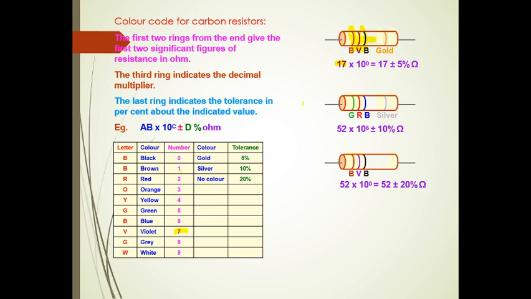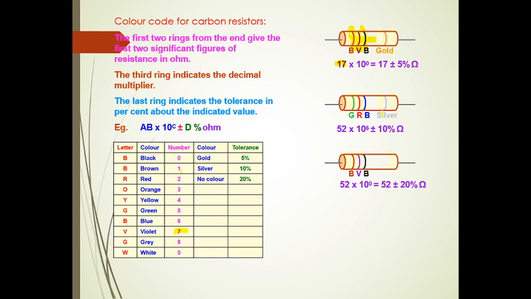So black is 10 raised to the 0. So the value of 10 raised to 0 means 1. So the value of the resistance is 17 ohm. But this value depends on the temperature. So it has a tolerance. It may vary plus or minus 5% because gold has a 5% tolerance.